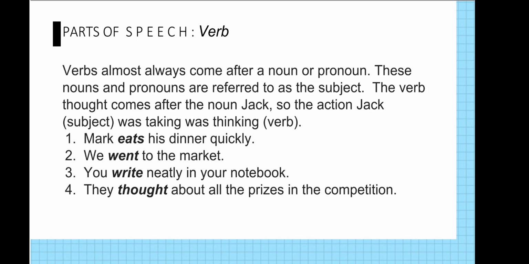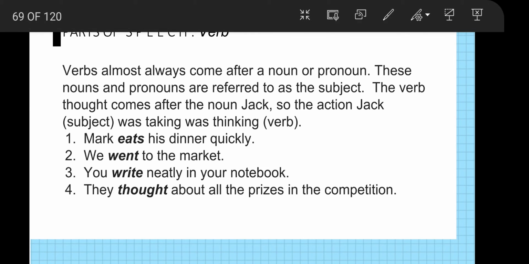or thinking verb. We have here, for example, Mark eats his dinner quickly. We have your verb eats. Who is the one doing the verb eats? It's Mark. Mark is our subject. Next, we went to the market. Went is our verb. You write neatly in your notebook. They thought about all the prizes in the competition. These are the ones that were darkened and emphasized. These are our action words or verbs. Let us proceed with our next slide, which is the types of verb.